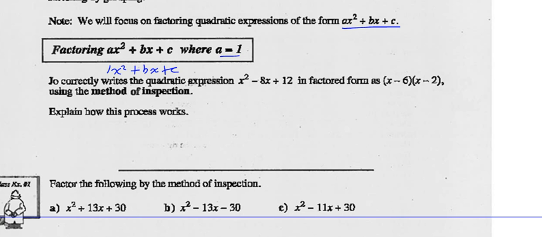So Joe correctly writes the quadratic expression x squared minus 8x plus 12 in factored form as (x minus 6)(x minus 2), using the method of inspection. Explain how this process works.